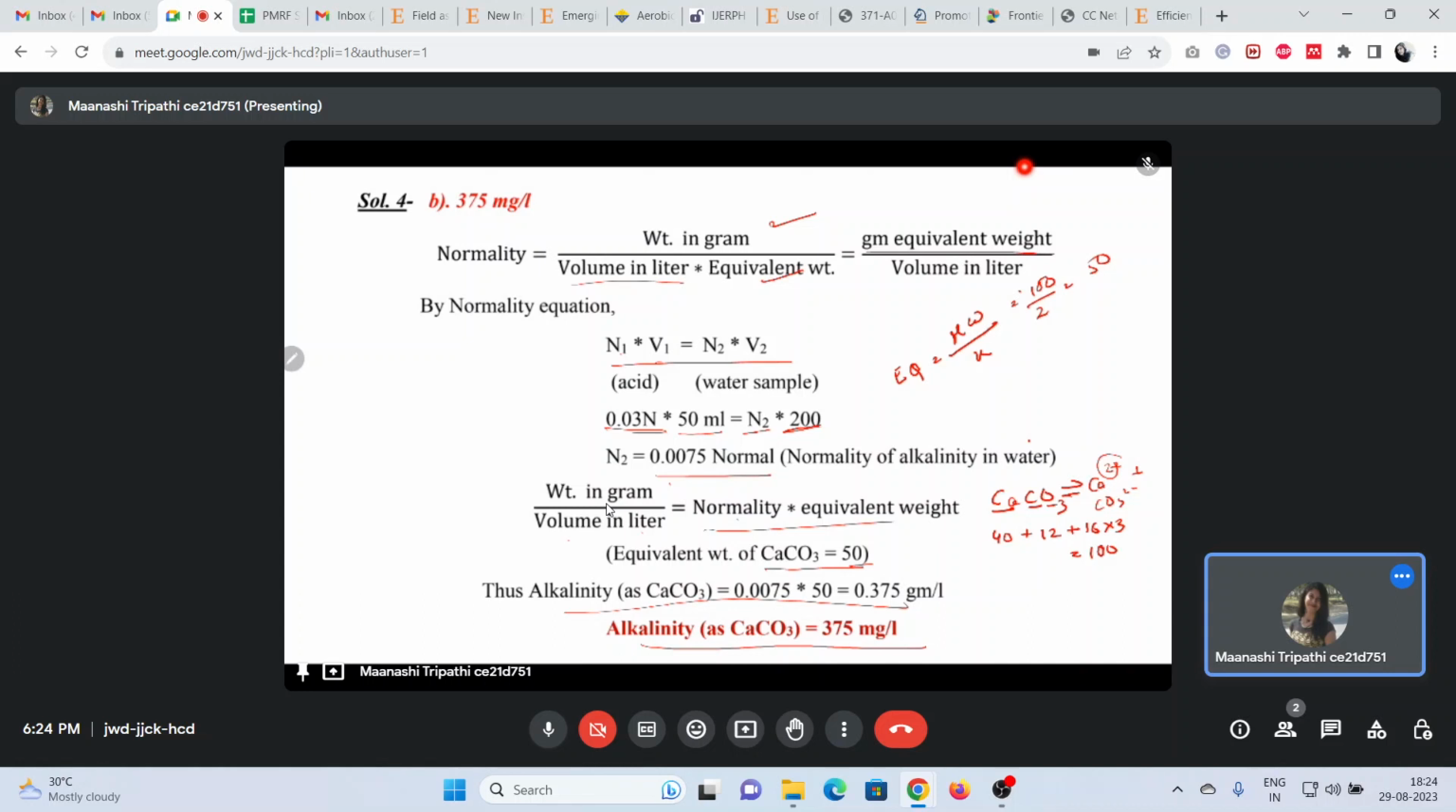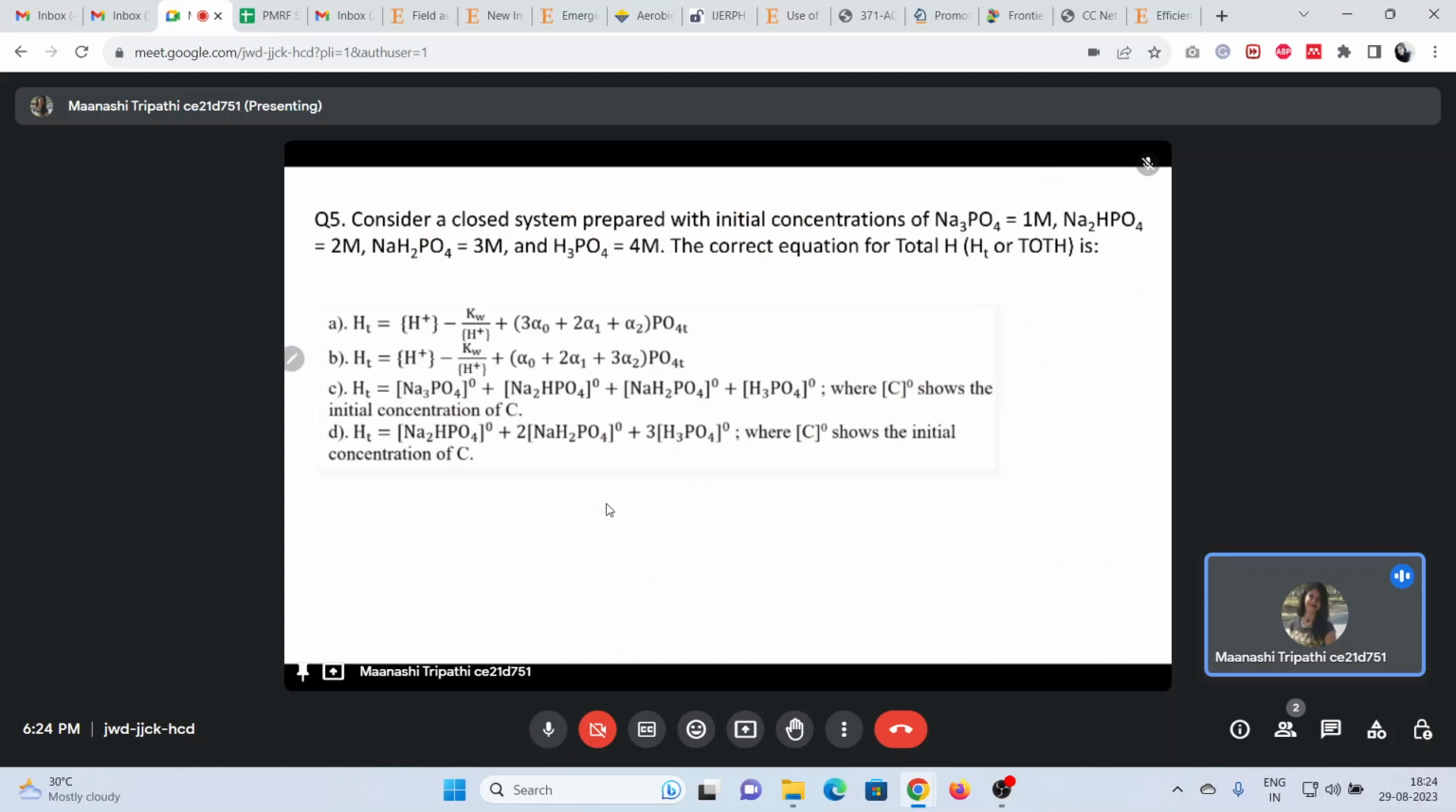Okay. Moving forward to the next question. Consider a closed system prepared with initial concentration of Na3PO4 1 molar, Na2HPO4 2 molar, this 3 molar, and all the forms of phosphoric acid or phosphorus we have here. So we need to find out the correct equation of total H. So what among these is the correct equation for total H?